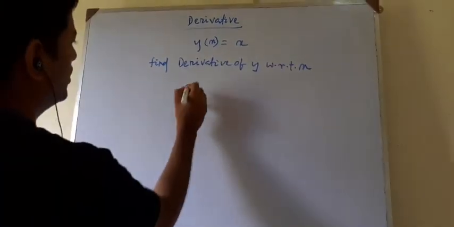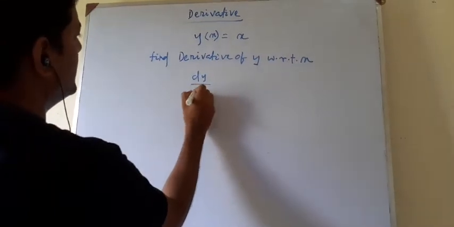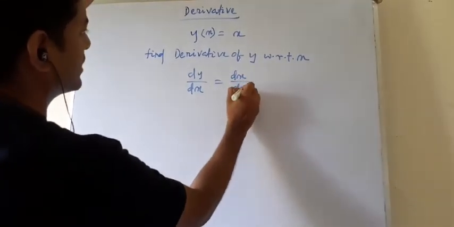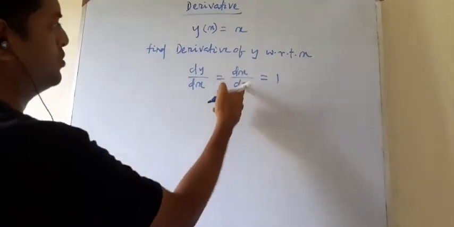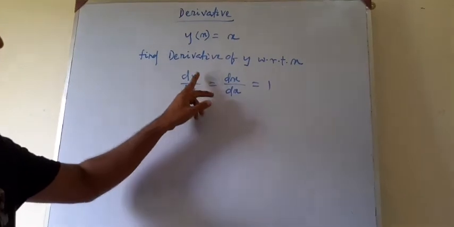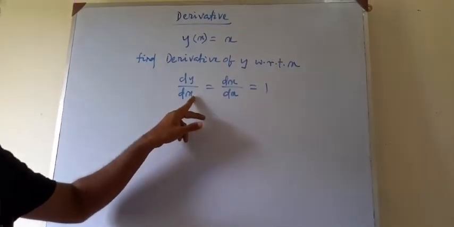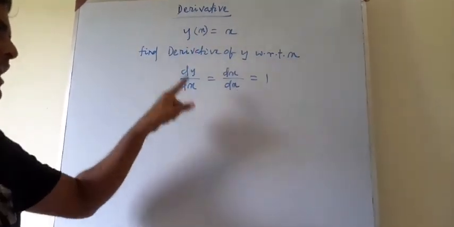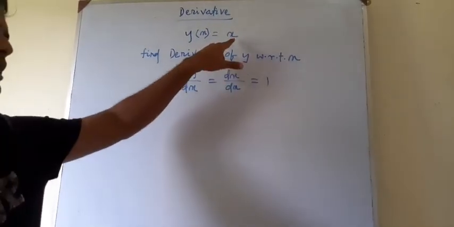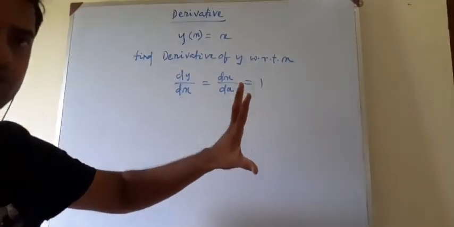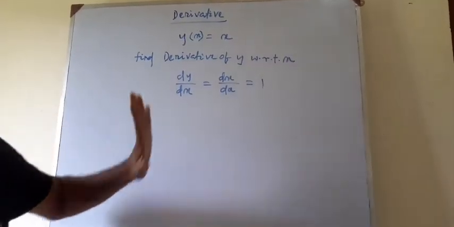How will I do it? For that I'll write dy by dx, that will be dx by dx, which is equal to 1 because numerator equals denominator. So this can be read as the derivative of y with respect to x, where y is a function of x, whereas x is an independent variable whose value can be arbitrarily chosen, but the y value depends on x.